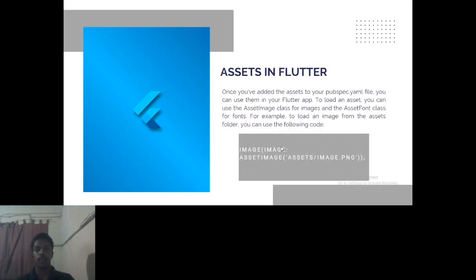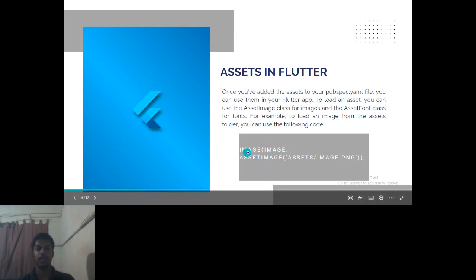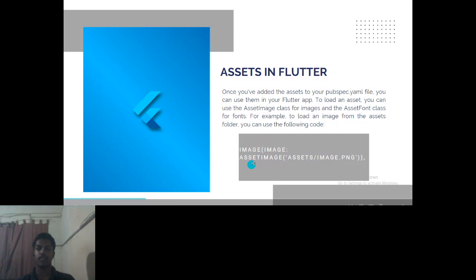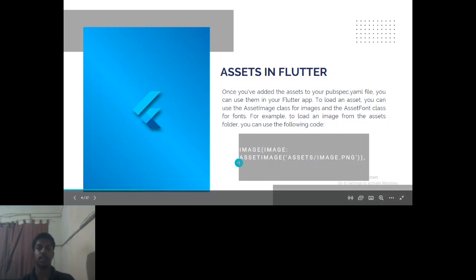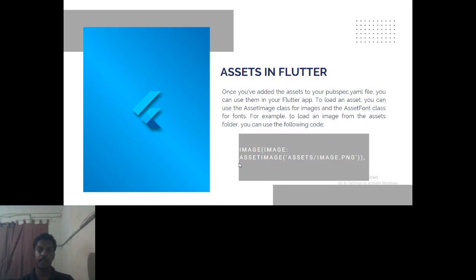So after adding the assets into your Flutter app, here you can see how to load the image from the assets folder. We have given an image as assets/image.png. How do we insert this asset into your Flutter code? This is the basic format, Image.asset, a basic demo code to insert the particular image.